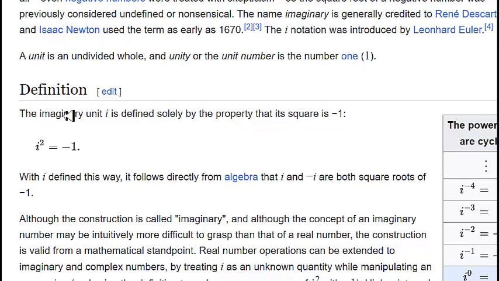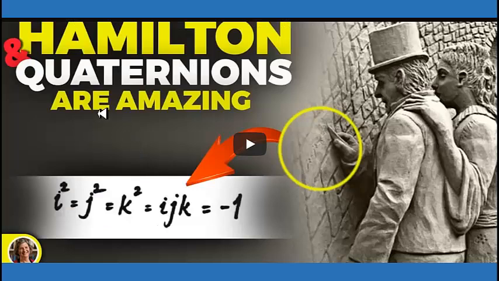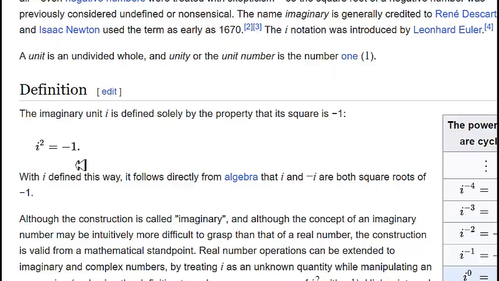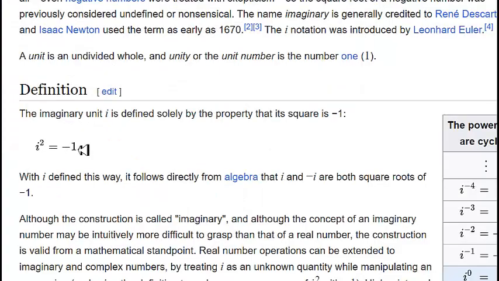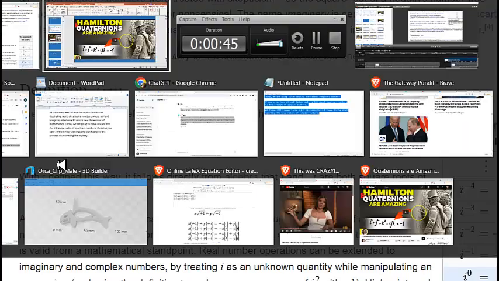It says the imaginary unit i is defined solely by the property that its square is -1. So here they're saying i squared equals -1, which is very similar to what Hamilton is saying here, except he's talking about quaternions. He's got i squared equals j squared equals k squared equals ijk equals -1. And here we just have i squared equals -1. So i squared is equal to -1 is true.